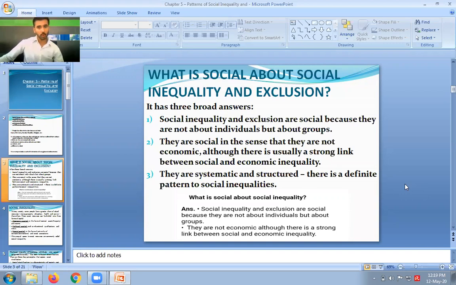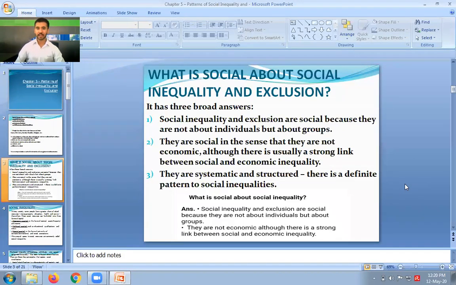So what is social about social inequality and exclusion? So the question comes, why? What is social about social inequality and exclusion? Simple answer: it exists in the society, right? That's the reason we call it social. About social inequality and social exclusion, it has three broad answers, right? Look at the screen.